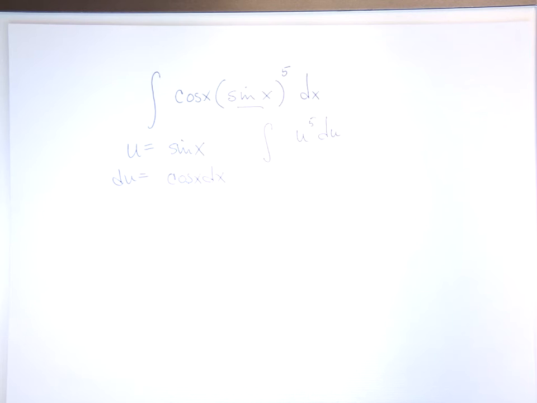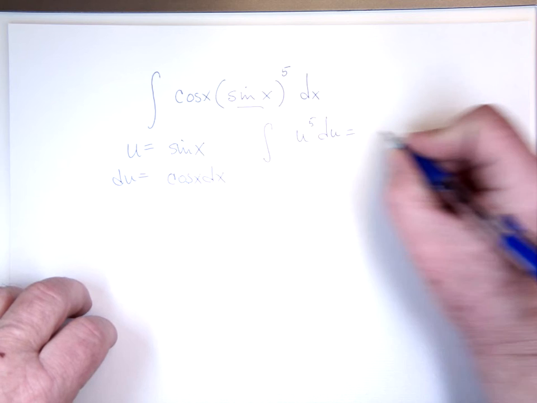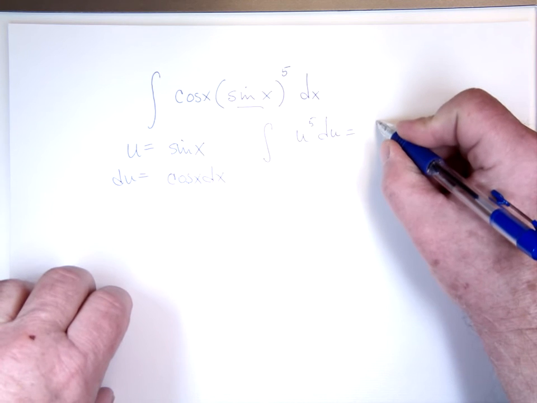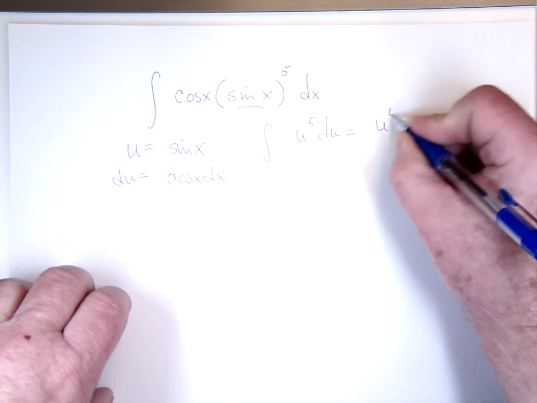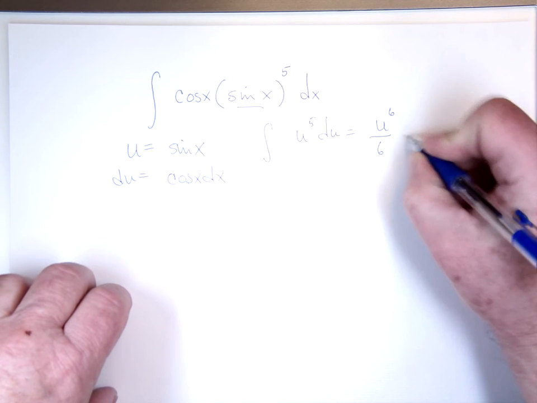So, what do you think? Can we finish that off? Let's finish it. What's the integral of u to the fifth? It would be 5 plus 1, 6. Yes, u to the 6 over 6 plus c. And what's u? Sine x.